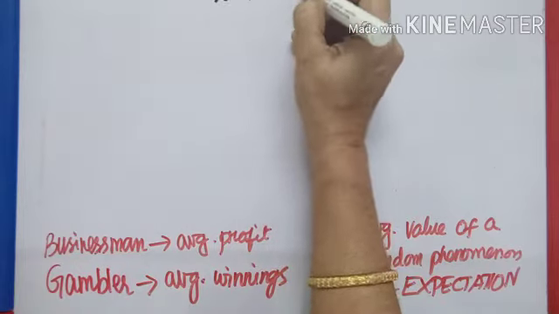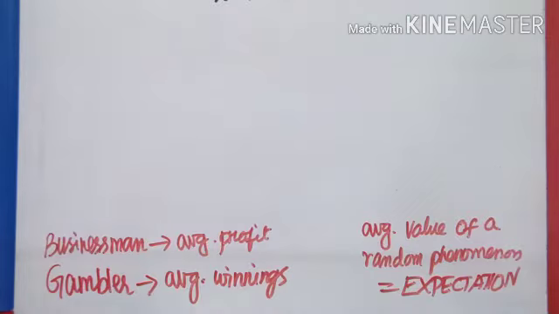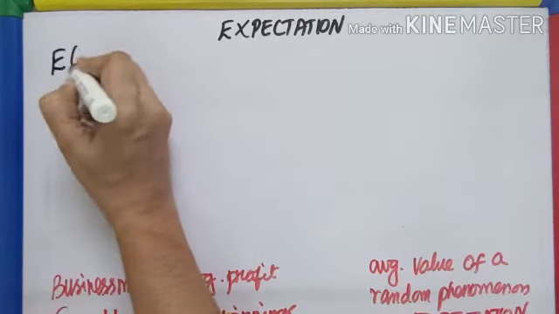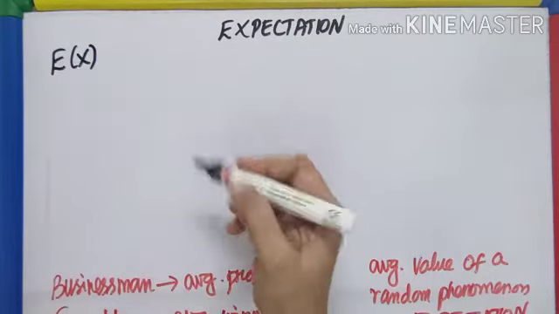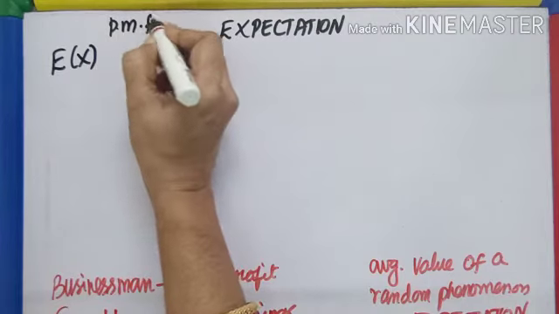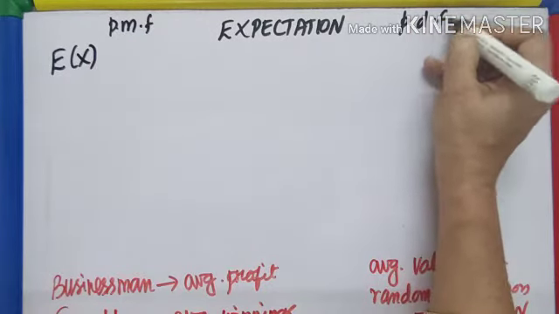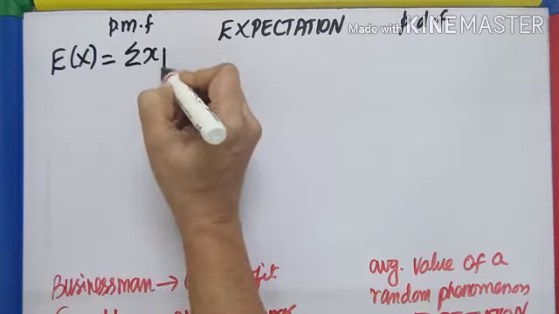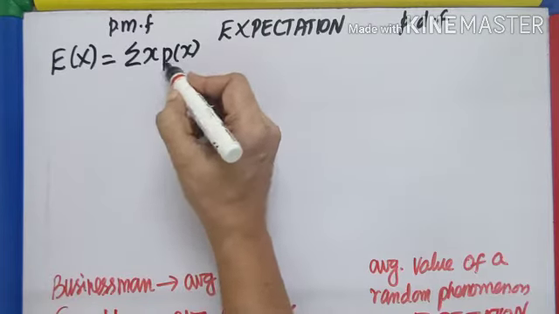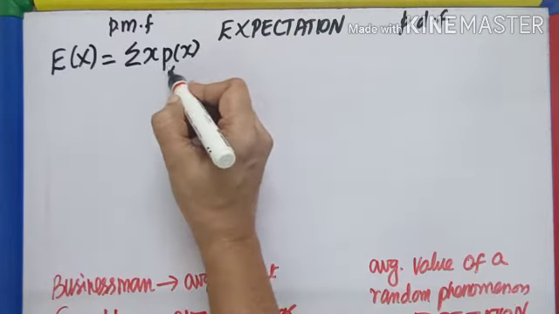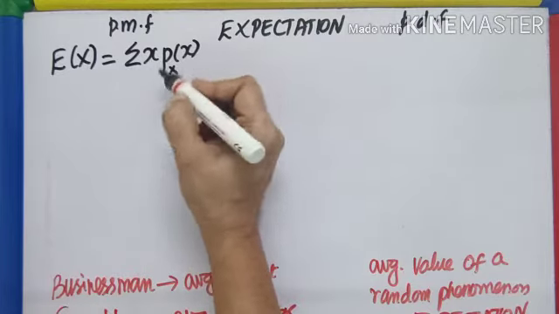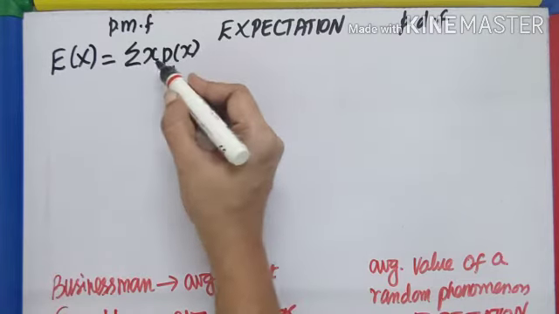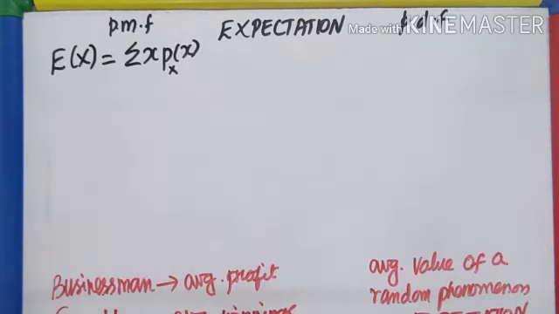Now, mathematical expectation, how to find it? The mathematical expectation gives me the notation E of X. How to find it? We have two headings: probability mass function and probability density function. Here it is sigma x into P of X. I can write P of X, P of Xi, or P of X suffix X. These are notations for probability. Simply Pi I can write, P of Xi I can write, or P of X also.